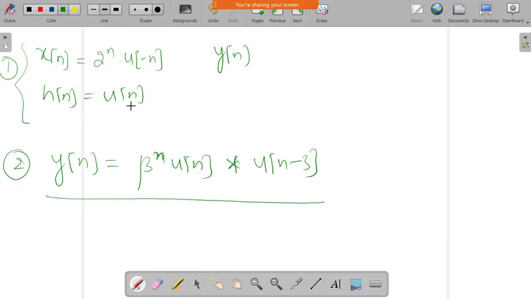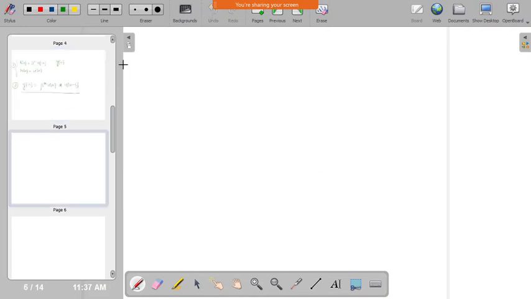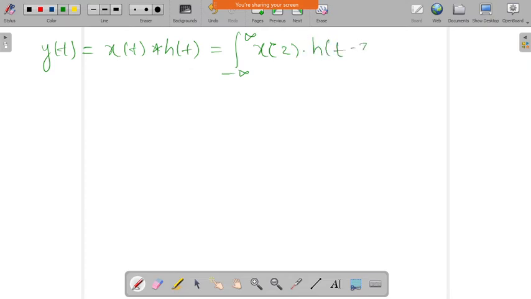Now we'll do one or two problems on the convolution integral. Now we know the convolution integral equation. It is for continuous time signals. The convolution integral is performed on two continuous time signals. This is nothing but x of t convolution h of t, which is equal to the integral from minus infinity to plus infinity of x of tau into h of t minus tau d tau.